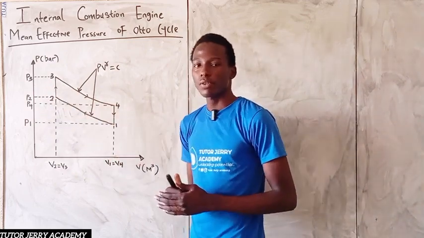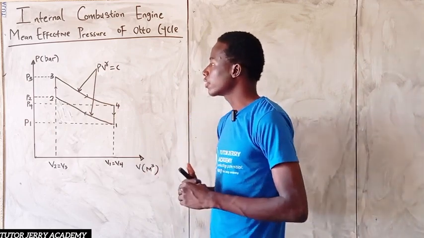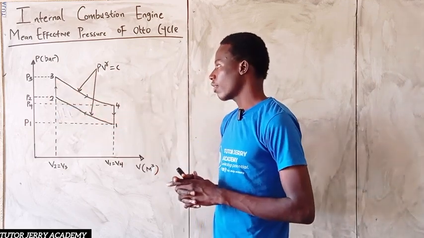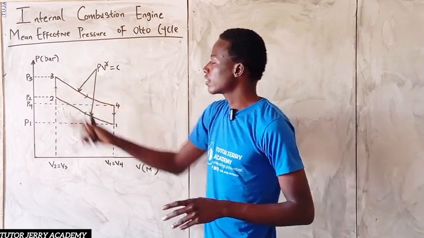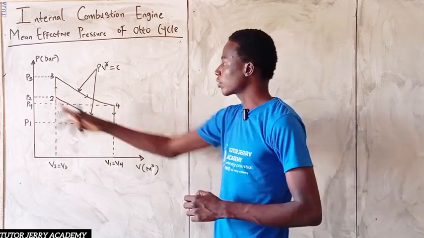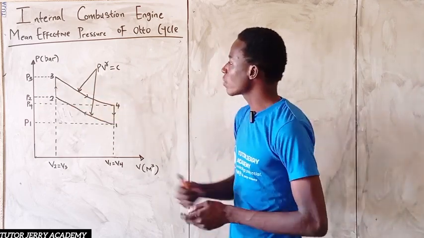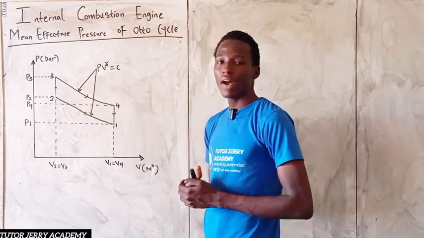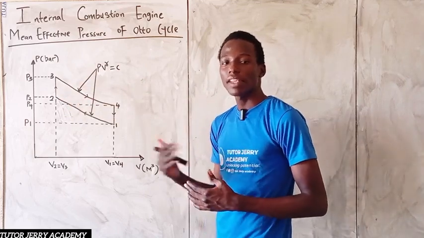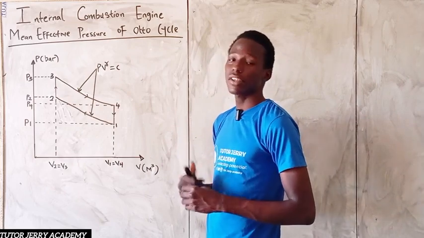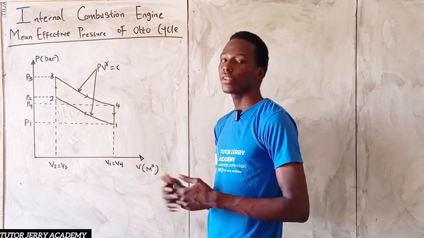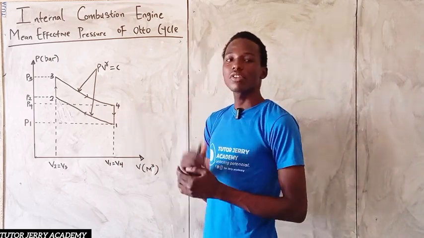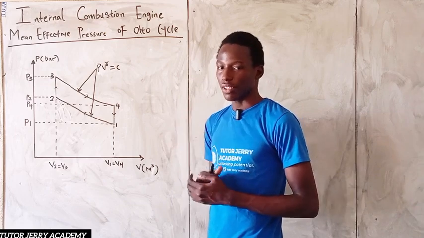Next, we have the second process, process 2 to 3. From process 2 to 3, we have what we call the constant volume heat addition process. Of course, still at this process, that is where we have the pressure ratio, which is nothing but P3 all over P2. Next, we have process 3 to 4. From process 3 to 4, we have the adiabatic expansion process, which is the same thing as isentropic expansion. Lastly, we have process 4 to 1, which is the constant volume heat rejection process.